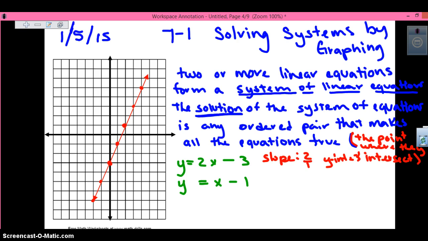I'm going to graph the second equation in purple. The slope of the second equation is 1 and the y-intercept is -1. So going to -1 with a slope of 1. Do we see where they intersect already? Yes. We can graph our line.